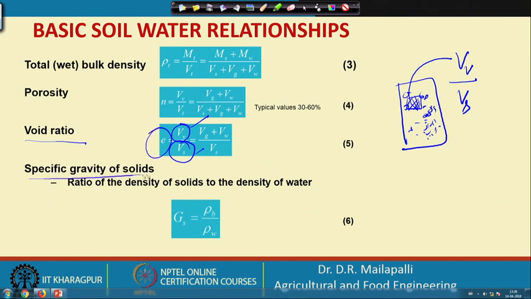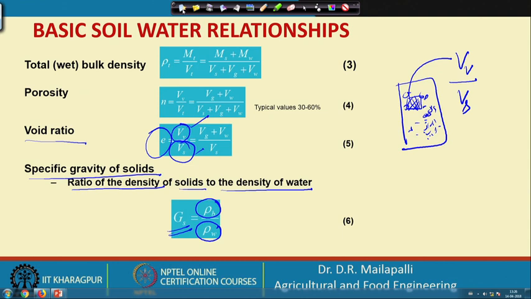Then the specific gravity of solids. That means the ratio of the density of solids to the density of water. So, this is the density of solids divided by the density of water, and that will give the specific gravity of solids.